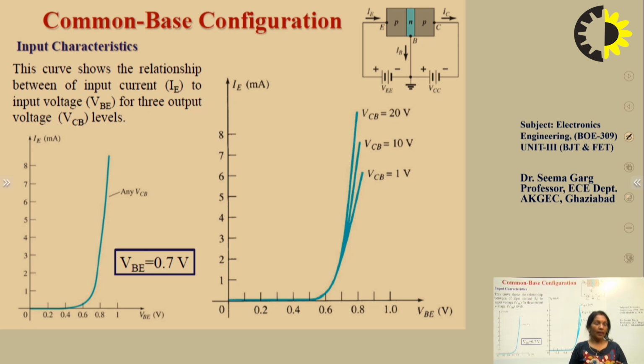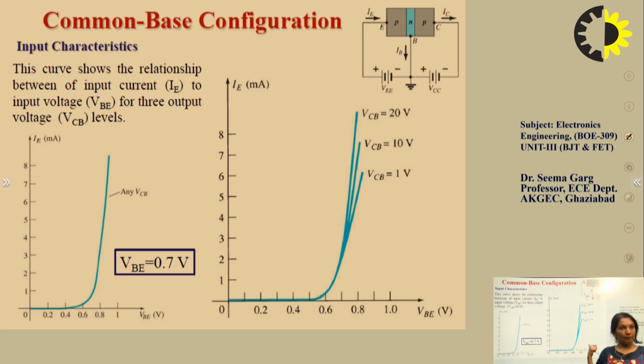So now the input characteristics of the transistor is between the input voltage and the input current. VEE and VCC are the biasing voltages, but the input voltage is the voltage appearing between the emitter and base terminal. So VBE is the input voltage, input current is IE, and keeping the output voltage constant, we get the input characteristics of the common base configuration.